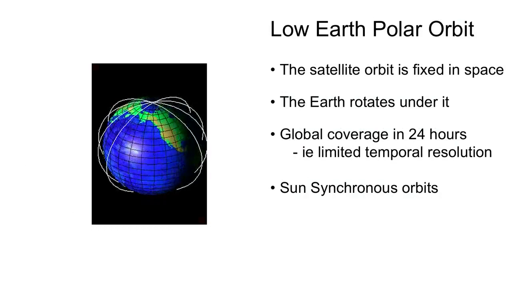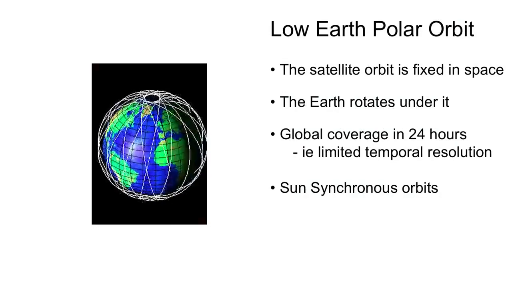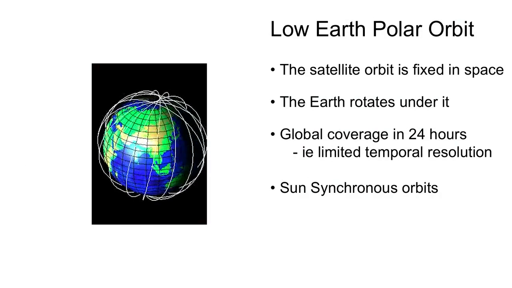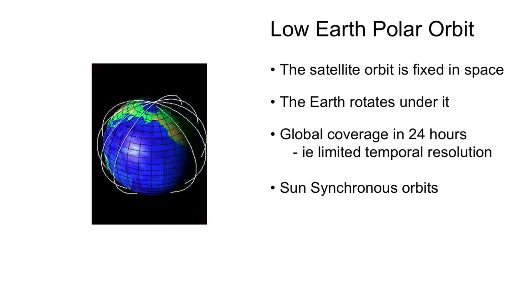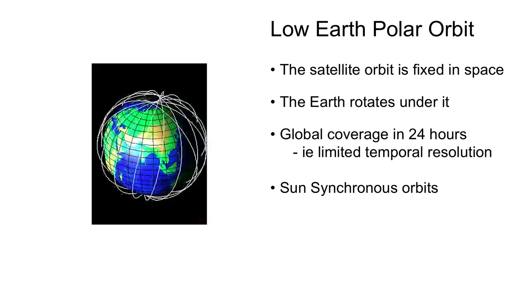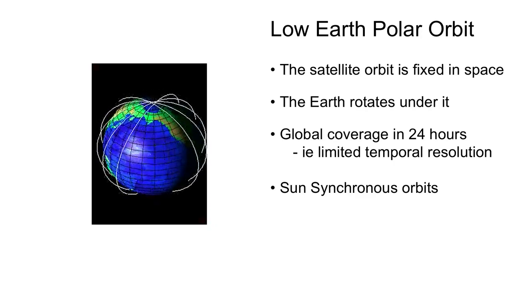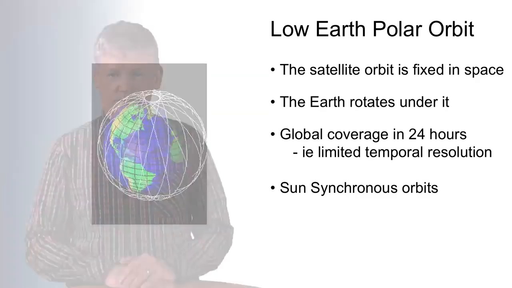For satellites in low Earth orbit, the orbit remains fixed in space, and the Earth rotates under it. In that way, the sub-satellite point covers much of the Earth's surface during the 24-hour period it takes the Earth to rotate. As you can see in the animation, the coverage is better near the poles. The repeat time for a single satellite is about 24 hours.